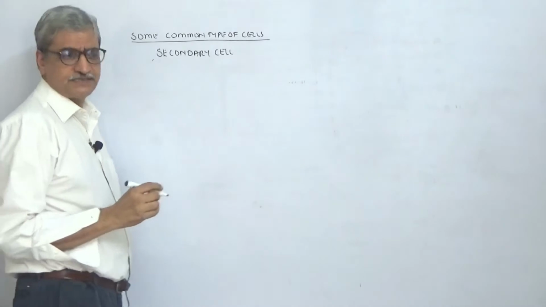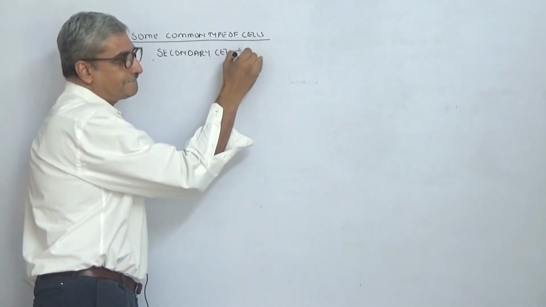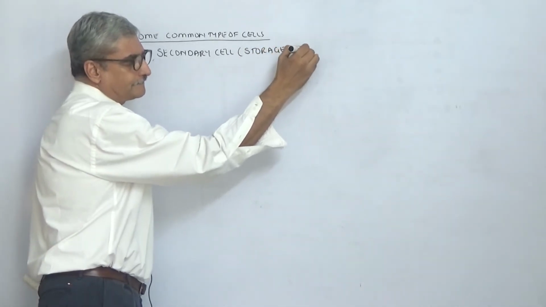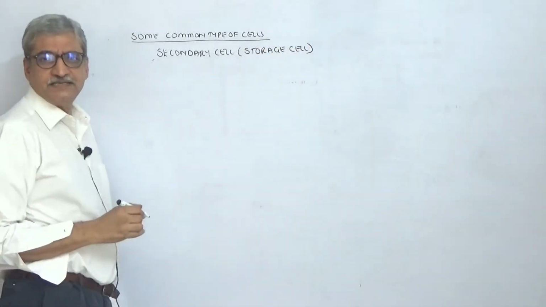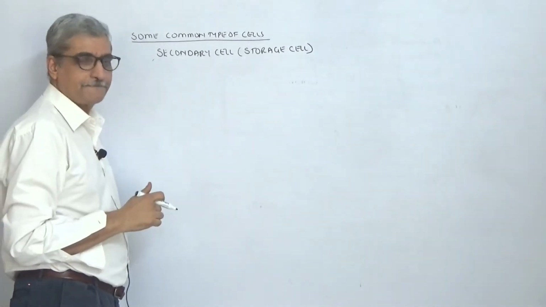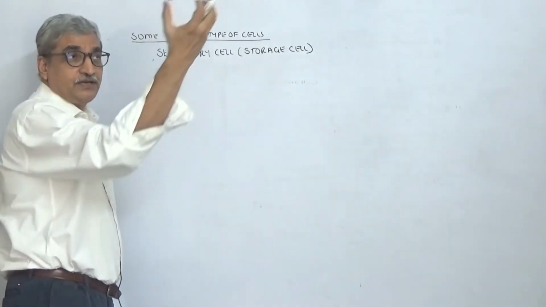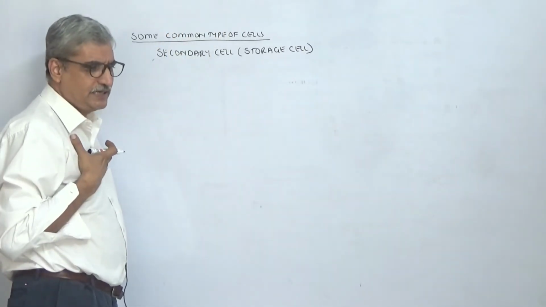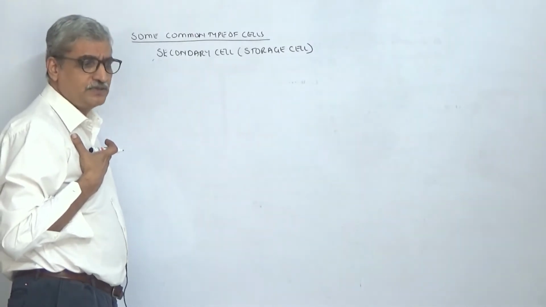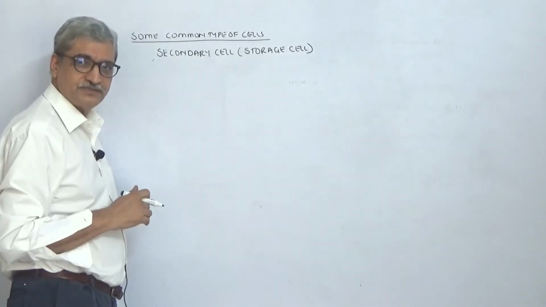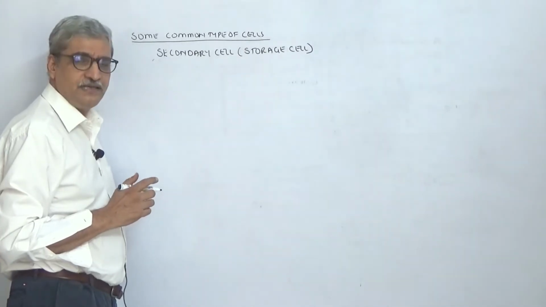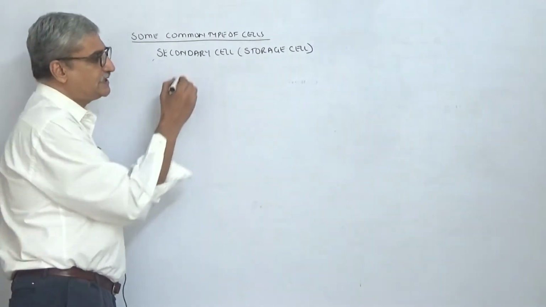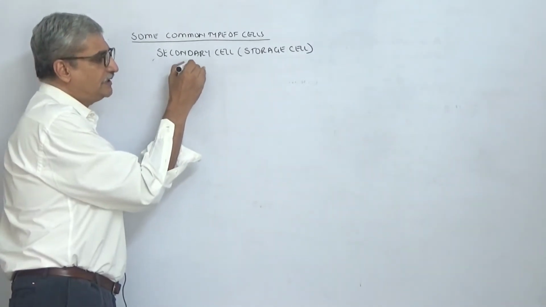Secondary cell is a storage cell. Is this clear? That means what does it do? It draws electric current, converts it into chemical energy, stores it as chemical energy, and at a suitable time it gives back electrical energy. Is this point clear? The example of a storage cell is the lead accumulator.